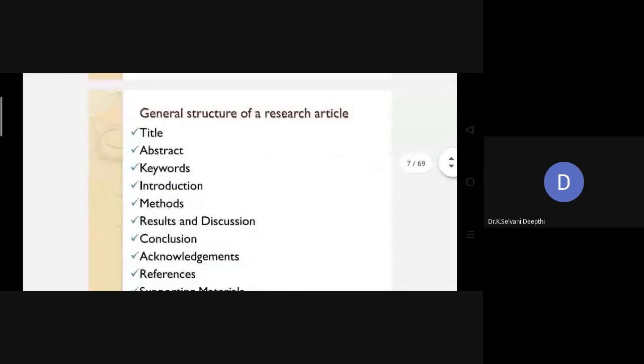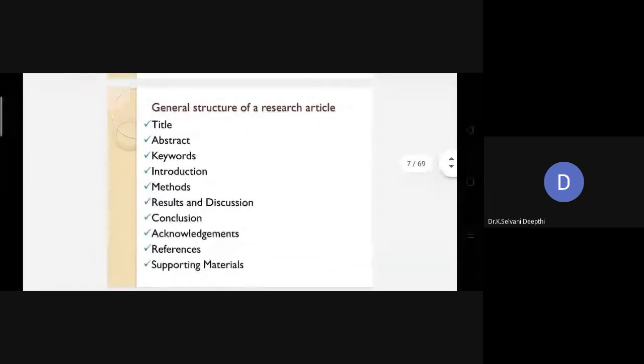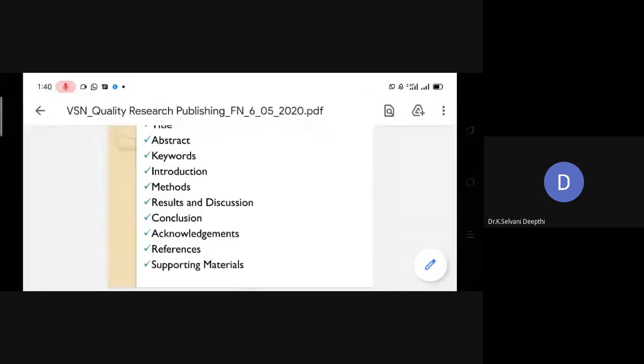Now I am going to explain the structure of a research article. What is the structure of a research article? First I have explained the problem. Now I am going to make a paper out of this problem. I think you all understood the problem.